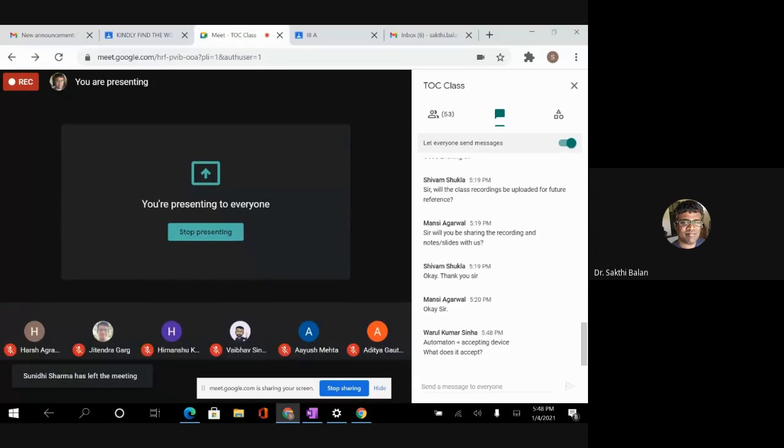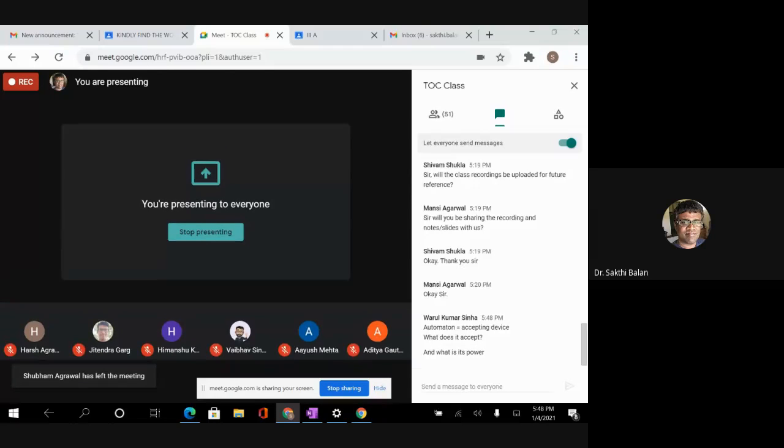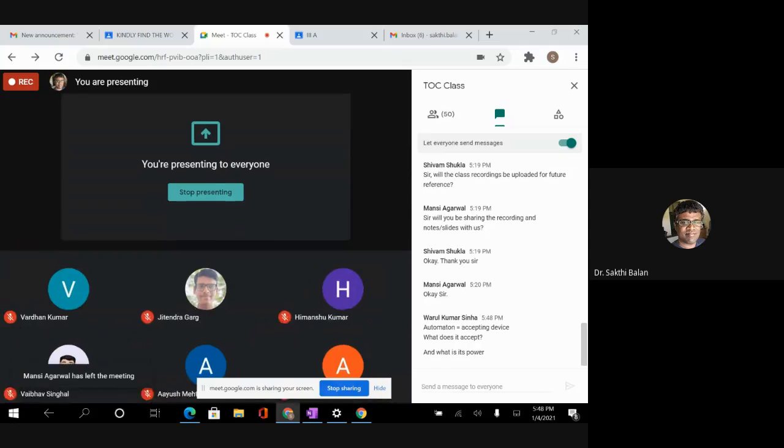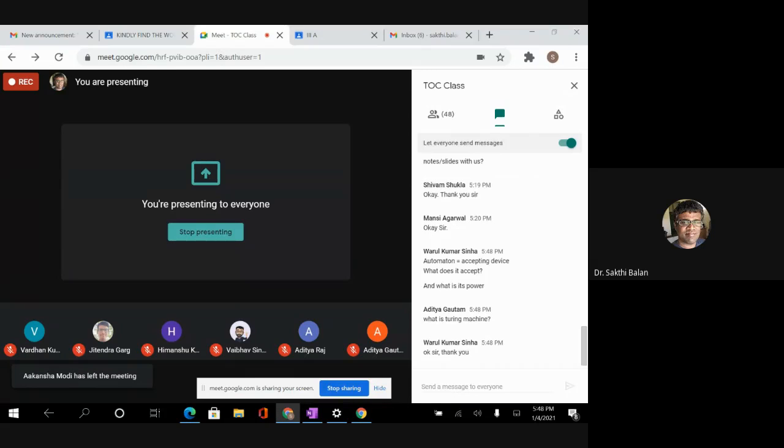It accepts strings, accepts languages. The set of all strings are the languages. Okay. So we will be coming into those details in the next class. How much of the patterns of strings it can accept is generally called the power. So when we define these automata, it will become clearer.